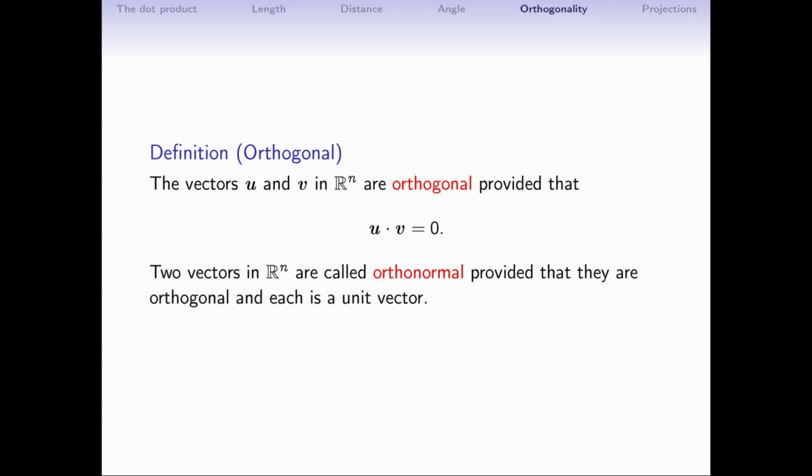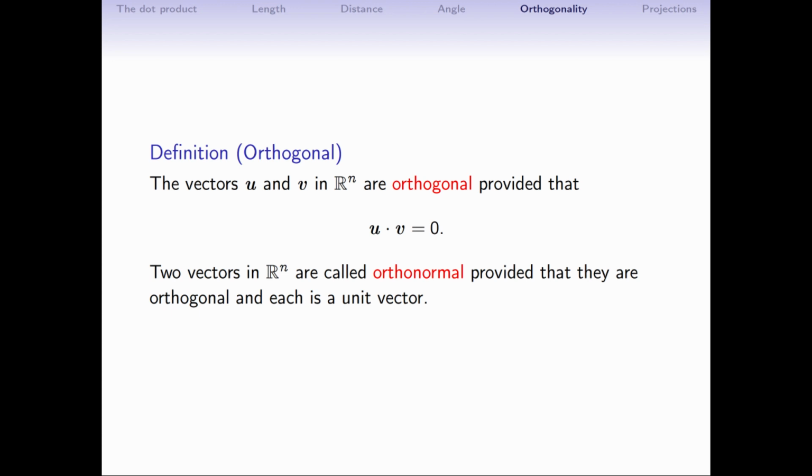Two vectors u and v in Rn are orthogonal, or at a right angle to each other, provided that u dot v is equal to 0. So we can easily test whether a pair of vectors is orthogonal just by checking their dot product. If the dot product is 0, they're orthogonal. If the dot product is something other than 0, they're not orthogonal.